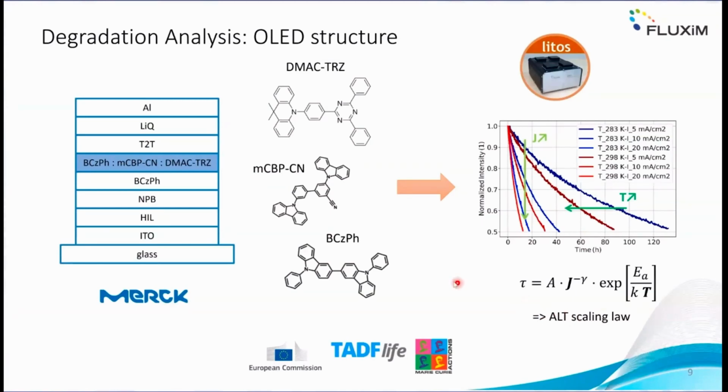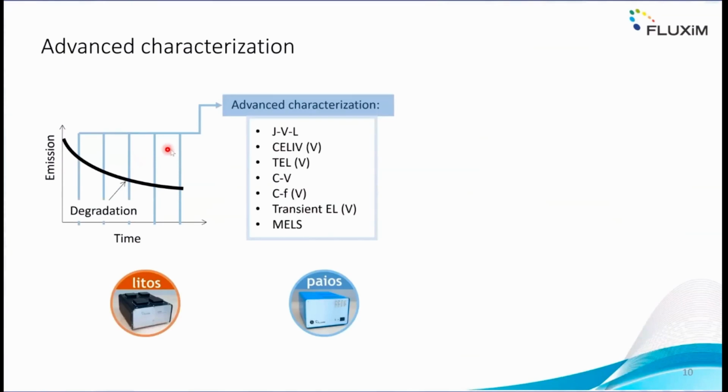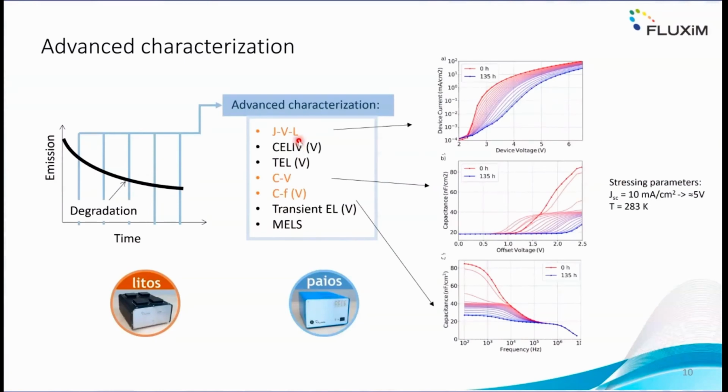I would rather try to understand in this particular OLED that was provided by Merck, fabricated by Merck, we want to understand degradation phenomena. So what we did is, while we stressed, we do an interruption and we do advanced characterization with PAIOS. So the stressing is done with LITOS, but the systematic interruptions are done by PAIOS, where we focus today on three measurement techniques: JVL, capacitance voltage, capacitance frequency.